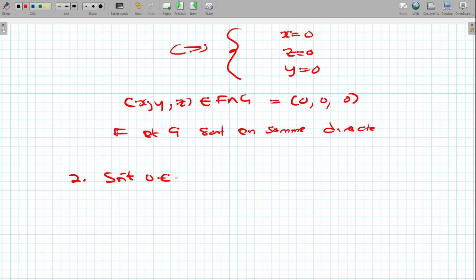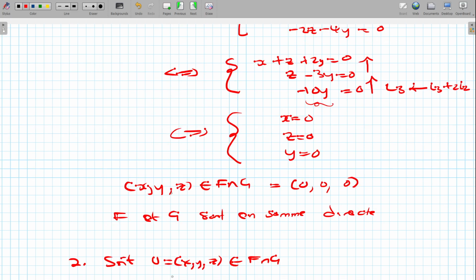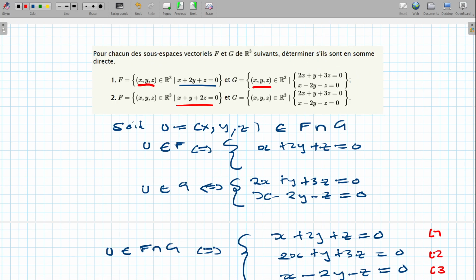So again, we choose a vector in the intersection. Soit u, a vector that has the components x, y, and z. We're taking it from the intersection. What does it mean for this vector to be in the intersection? It means that this vector is both in f and in g. So it satisfies the condition for f and the two conditions that we have for g.